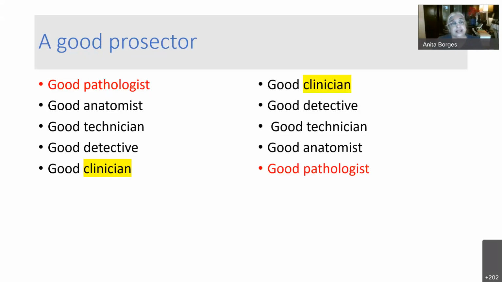So I would say you could invert this list. A good prosector needs to be a good clinician, because you get the clinical notes first. And then you begin to wonder, what do these clinical notes actually mean? And what should I be looking for, and how should I get at it, with the least possible disturbance to the dissection that I'm going to do. Obviously, you have to be a good anatomist, and altogether that makes you a good pathologist.